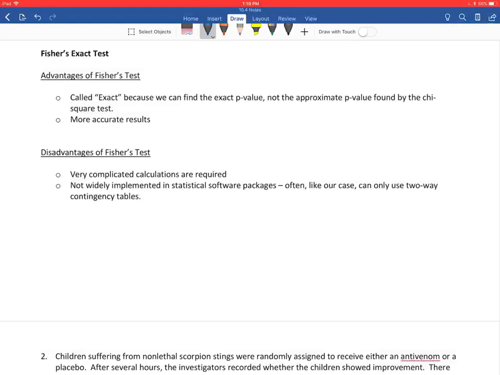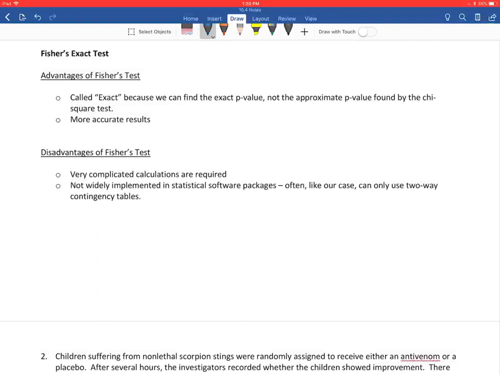There are some disadvantages to Fisher's test as well, though. Fisher's test is very complicated. The calculations required are extremely difficult, so difficult that this test is not even yet widely implemented in statistical software packages. In our case, StatCrunch can only handle it with a two-way contingency table. Larger Fisher's tests can be run, but the calculations are so complicated that even StatCrunch can't handle them yet. I don't think we'll never get there, but we just aren't there yet.